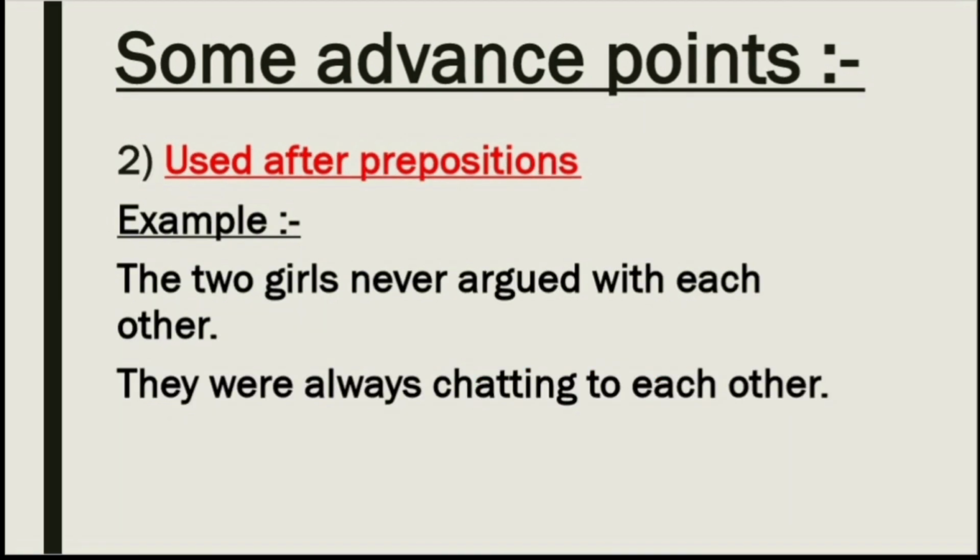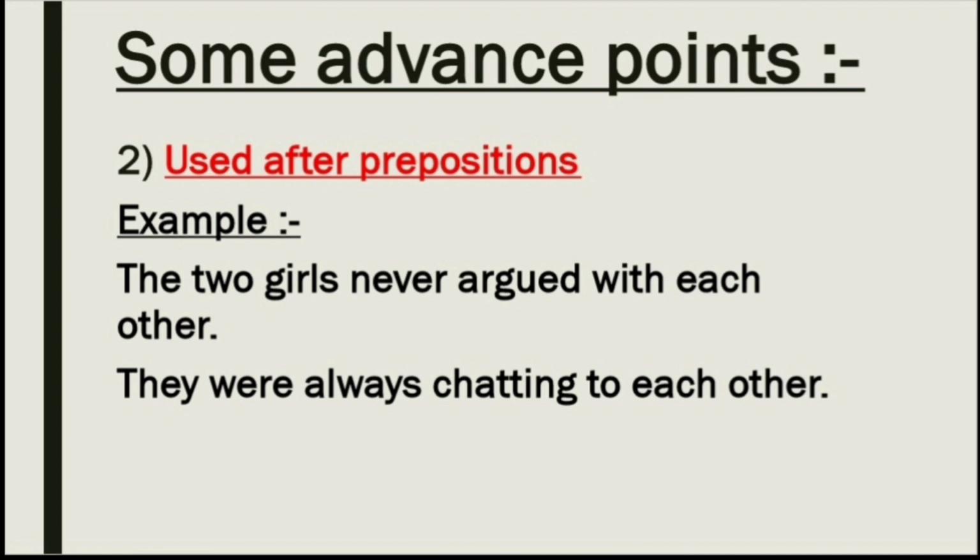The second point is that it is used after preposition. So it can be used after preposition. What can be used after preposition? That is reciprocal pronoun. And what are the two reciprocal pronouns? Each other and one another. So they can be used after preposition.